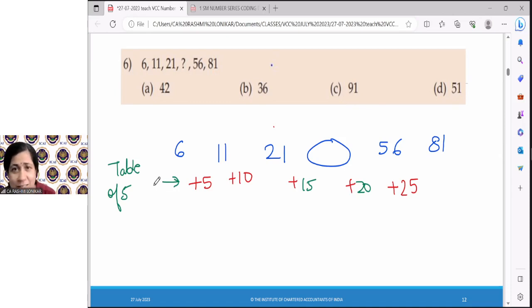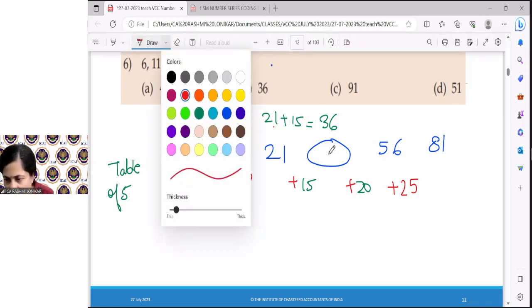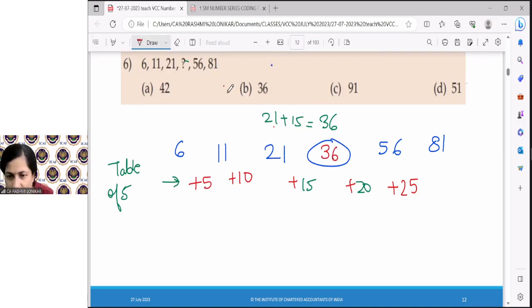Okay, so I can see this is 5, this is 10, this is 25. I can see 2 gaps. So I say 5, 10, 15, 20. So let us see. 21 plus 15 is how much? 36. Let me see. 36 plus 20. Am I getting 56? Yes, I'm getting. So that means this assumption is correct. So the answer is 36. So B will be the correct answer.